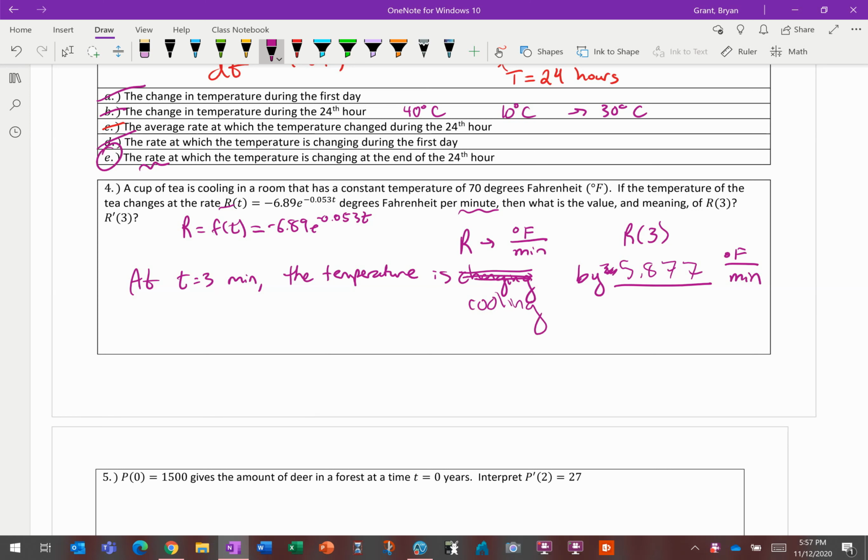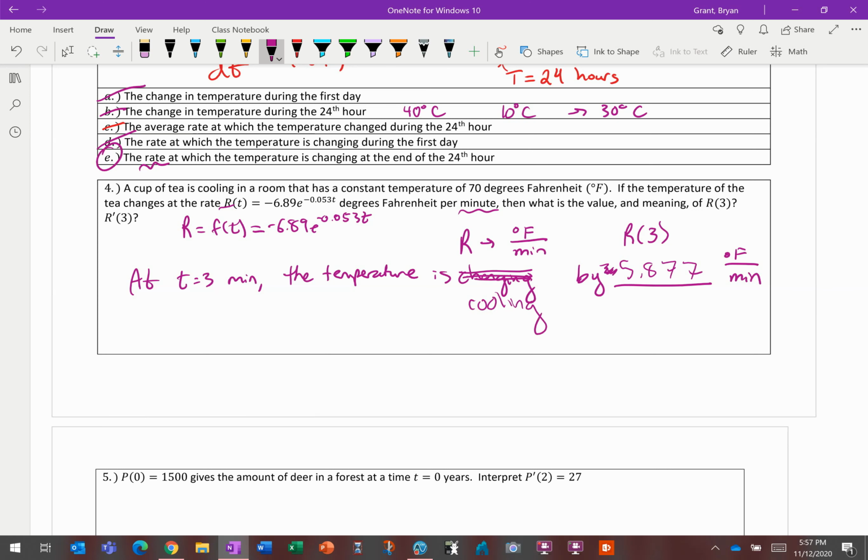I'm a big fan of the word changing because changing can either be negative or positive, and then you don't have to worry about the sign. If you try to involve these fancy words like cooling or increasing or decreasing and you get the wrong negative, you end up missing the problem, which is a bummer.